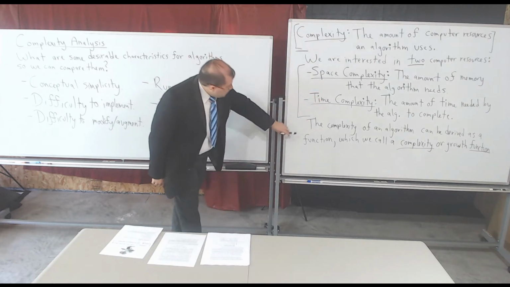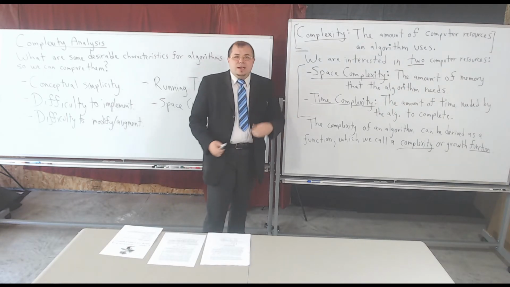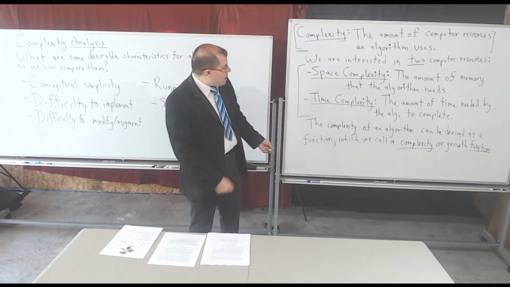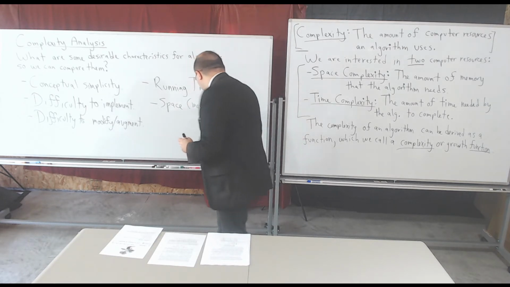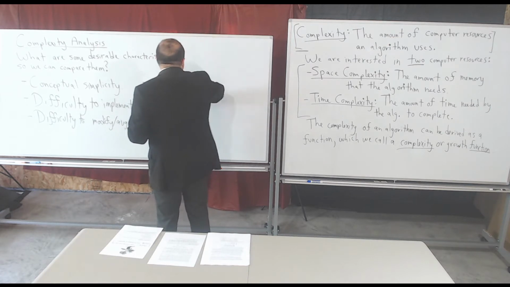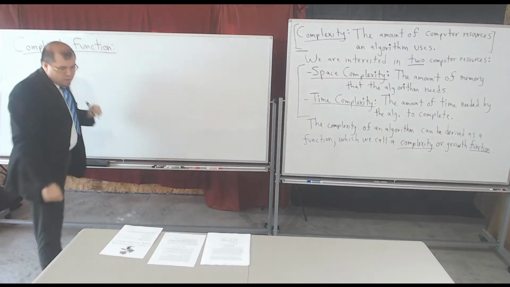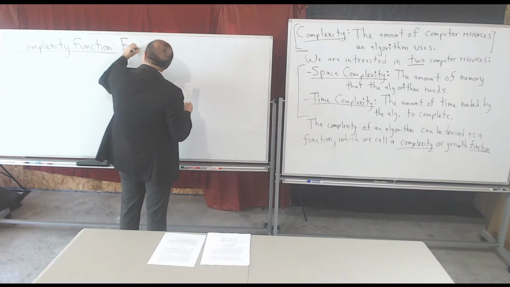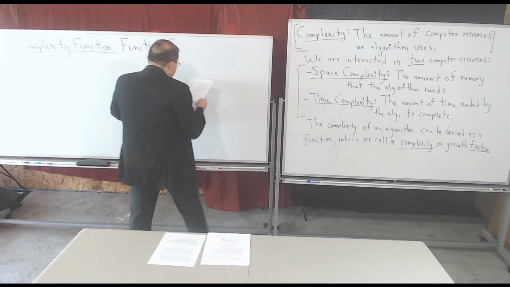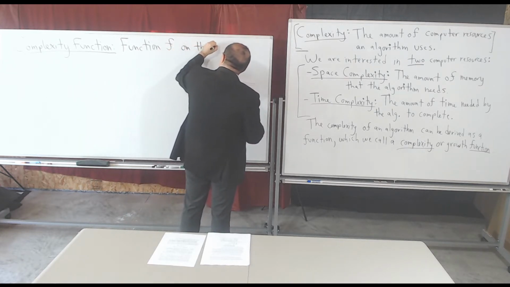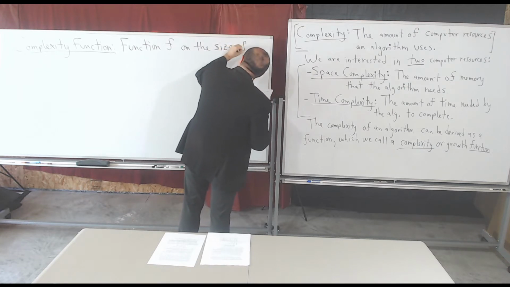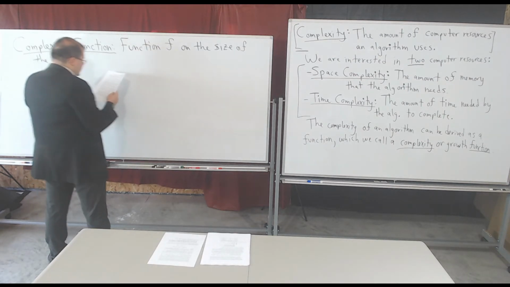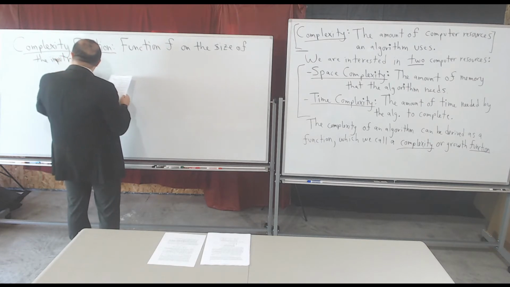The big thing that you want to keep in mind is that the algorithm's complexity is derived as a so-called complexity or growth function. I'll usually refer to it as a complexity function. We derive it using some type of analysis. So let me define what a complexity function is. A complexity function is going to be a function f on the size of the input. Remember we talked about this as input size, and we'll say on the size of the input n.